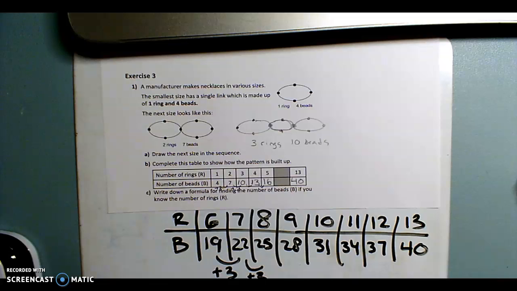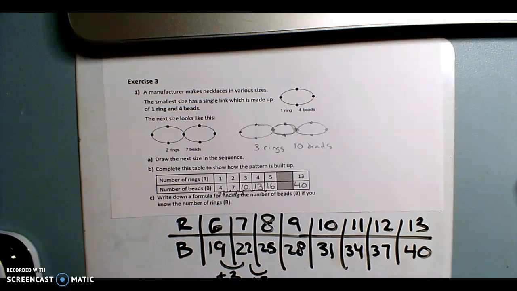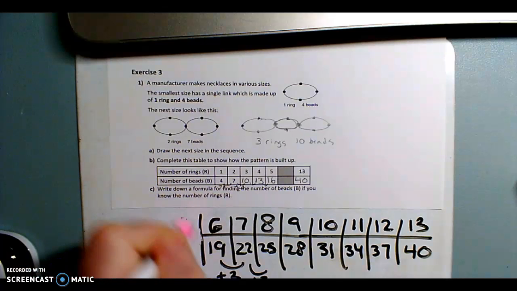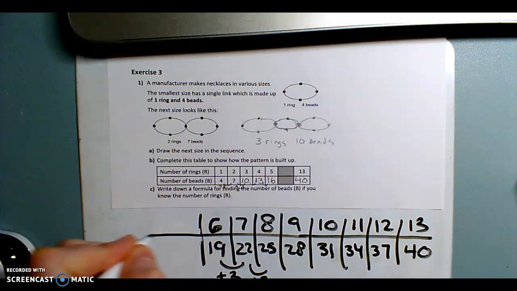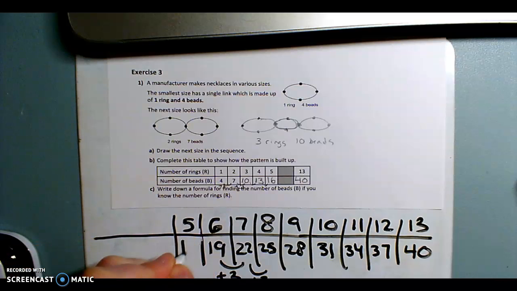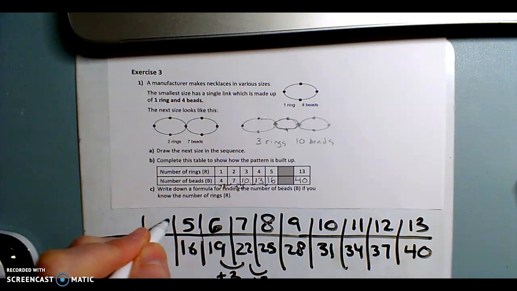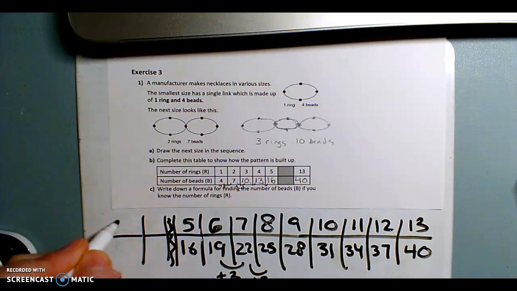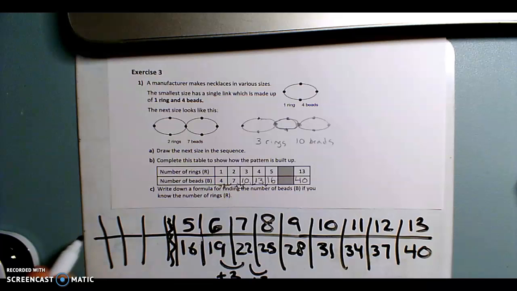So the next part, or the last part, we want to write down a formula for finding the number of beads if you know the number of rings. So what I'm going to do is I'm just going to fill in part of our table here. So we had 5 was 16. I'm going to skip a few. So this was our rings and our beads. This is our 1, 2, and 3, just because I'm running out of space. So we had 4, 7, and 10.